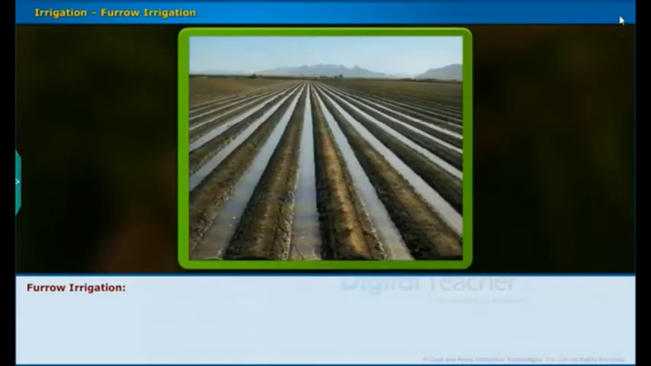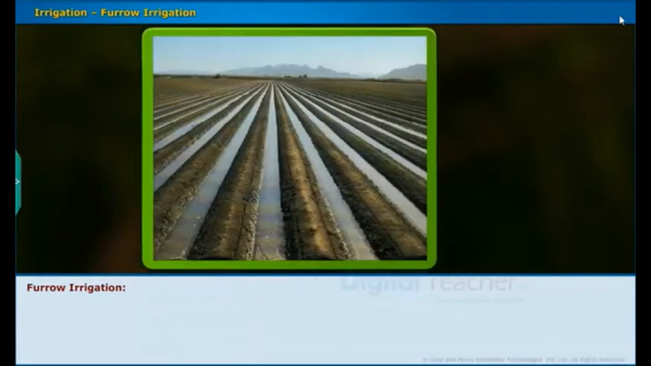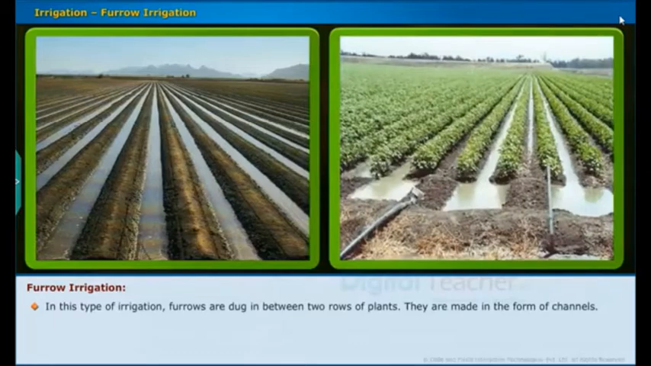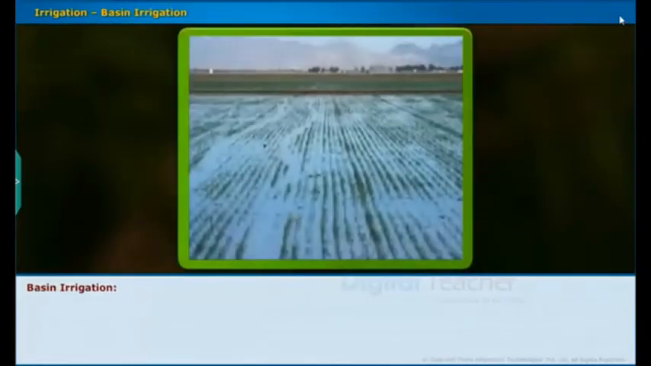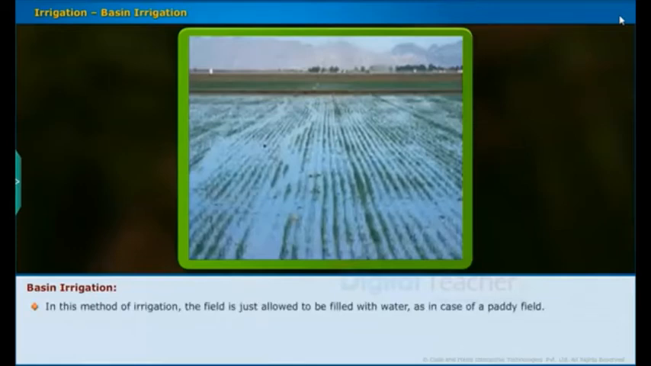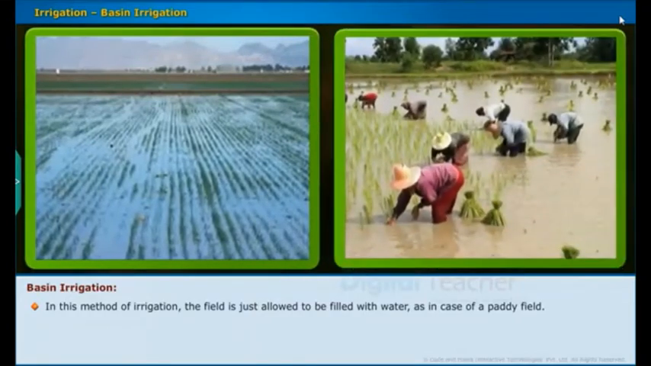First, let us study about furrow irrigation. In this type of irrigation, furrows are dug in between 2 rows of plants. They are made in the form of channels. Through these channels or furrows, the water is allowed to enter into the field. Now let us study about basin irrigation. In this method of irrigation, the field is just allowed to be filled with water, as in case of a paddy field.